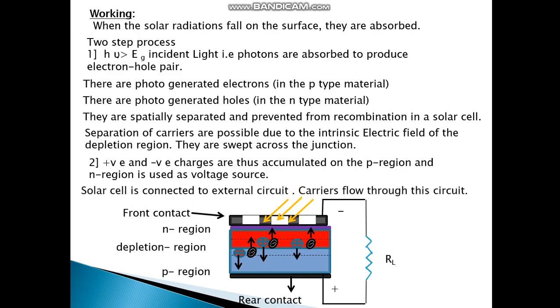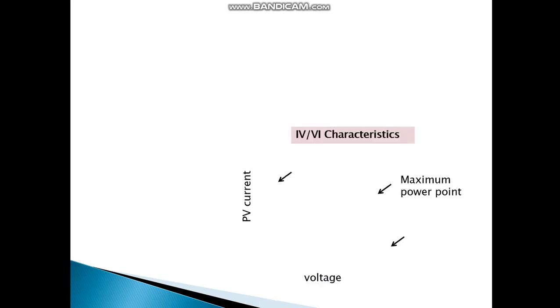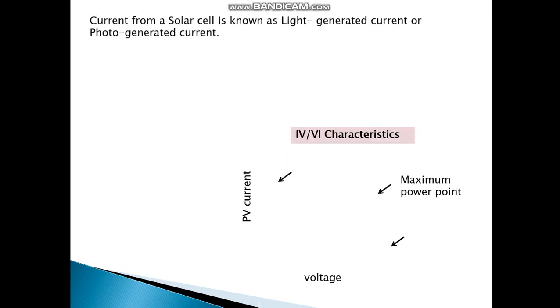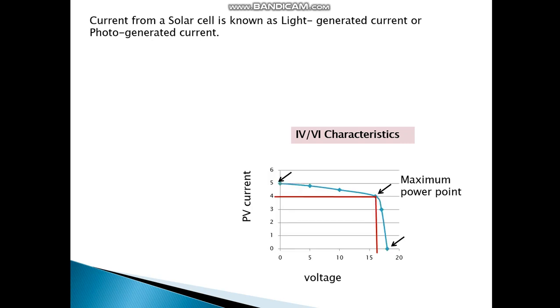The solar cell is connected to the external circuit. Carriers flow through this circuit. The current from the solar cell is known as light generated current or photo generated current. So that's the IV characteristic or VI characteristic of a solar cell.